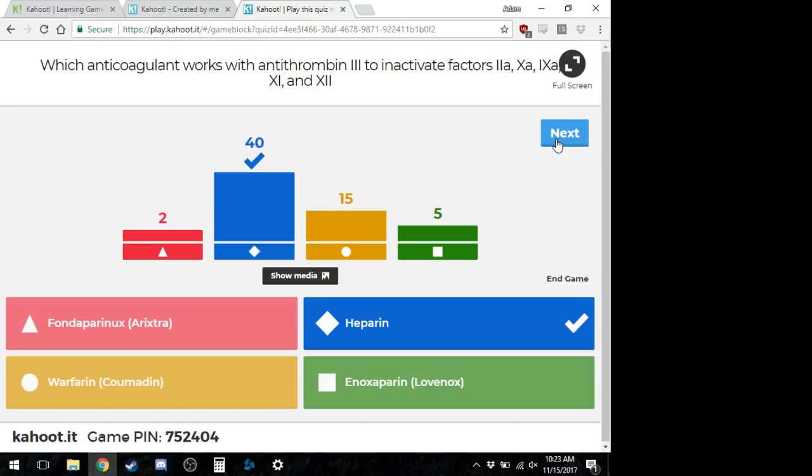Low molecular weight heparins, on the other hand, are mainly affecting what? Mostly 10, predominantly 10, and then a little bit of 2, right? So 10 and 2 are the big ones. So think about driving, 10 and 2. Those are the big ones you want to affect from a coagulation standpoint.